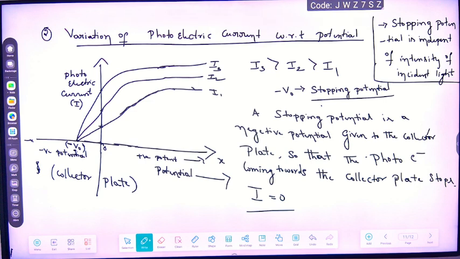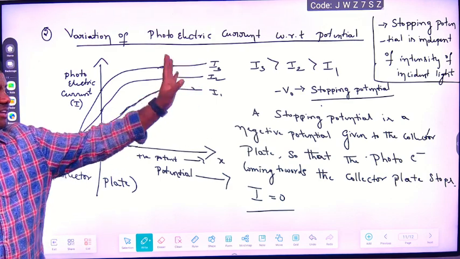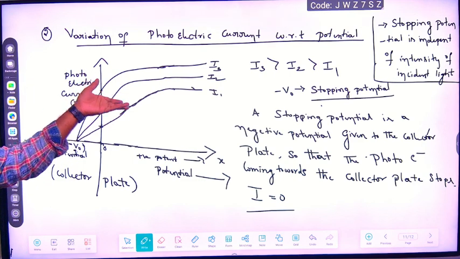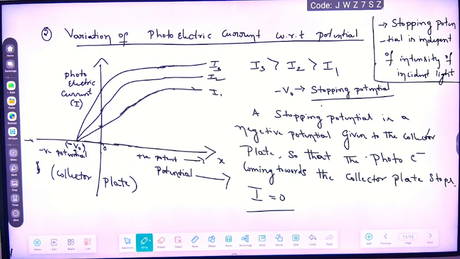Understand properly. How does stopping potential depend? Tell. Does stopping potential depend on intensity? Intensity you take I1, I2, I3, any intensity you take, the stopping potential is constant. It does not depend on intensity. So where does it depend? It depends on the nature of the material. For a given material, the stopping potential is constant. Take that.